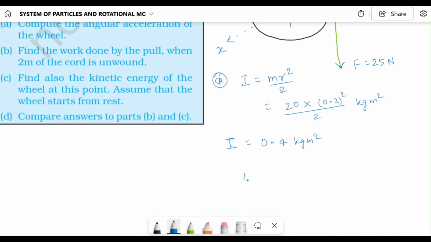So torque will be R, which is 0.2 meter, into F, which is 25 Newton. So we can write it 5.0 Newton meter. Okay, so we have to compute angular acceleration. Now we have moment of inertia and torque, so we can apply this equation.